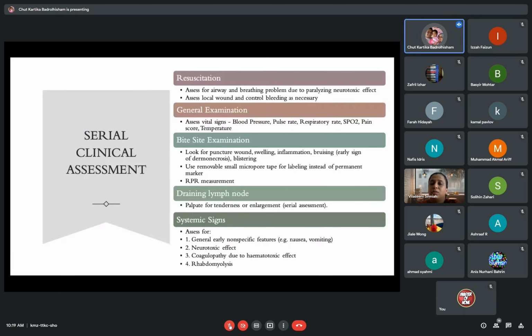So in ED, when patient came with snake bites, you have to resuscitate the patient. You have to look for A, B, C, D, the airway, breathing, make sure it's patent, and then breathing problem. If there is breathing problem due to the paralyzing neurotoxic effect, you must immediately give the antivenom. Okay, assess the local wound, also control bleeding as is necessary.